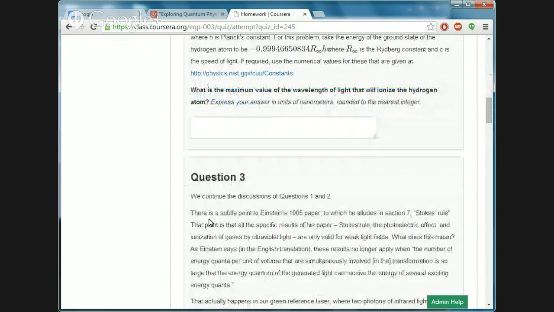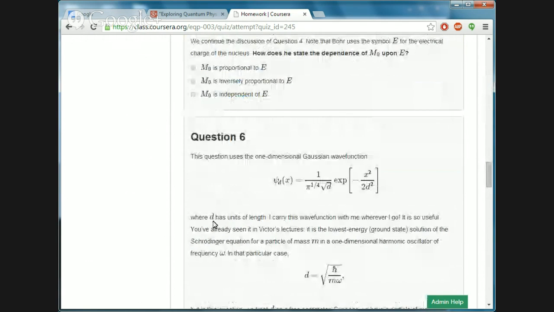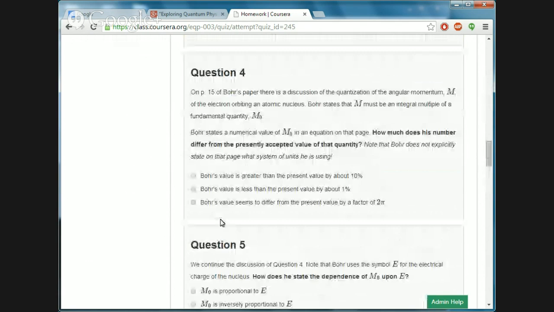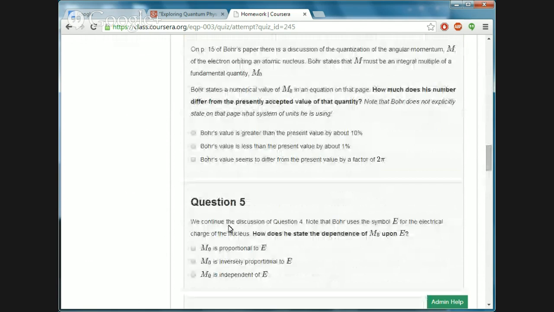Then I asked about the Bohr problem. What was the one they couldn't stand? It was question 5. No, it was question 6.